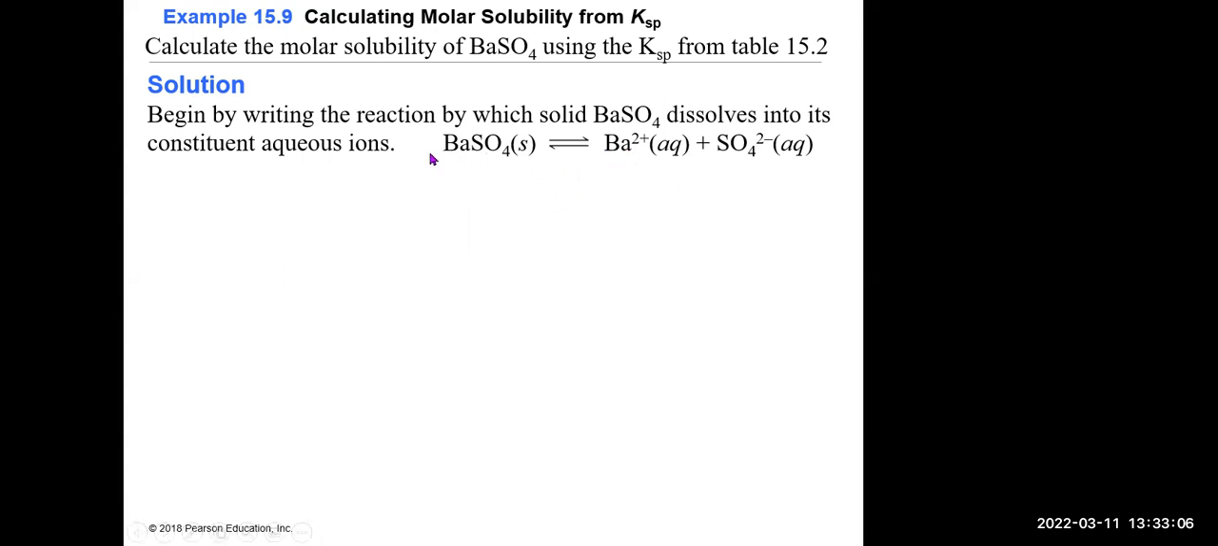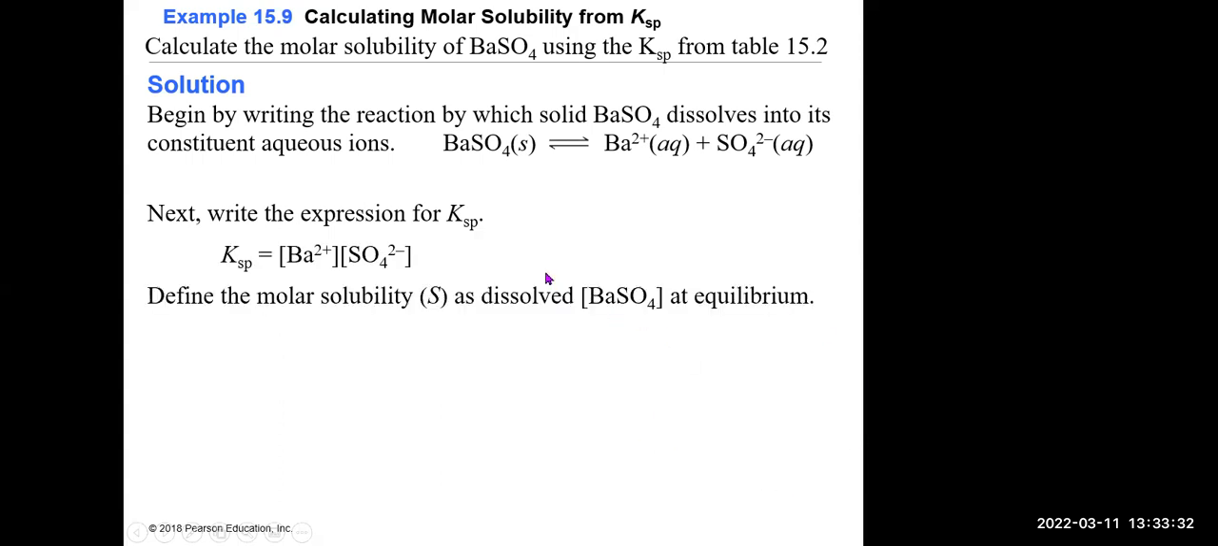So we separate this into ions. We will see the Ba2+ ion and the SO4 2- ion. And the equation is balanced. The coefficient is 1 for everything. So now you write the equation for the Ksp, right? Because you want to use the Ksp to calculate the molar solubility. So the Ksp will be simply this.